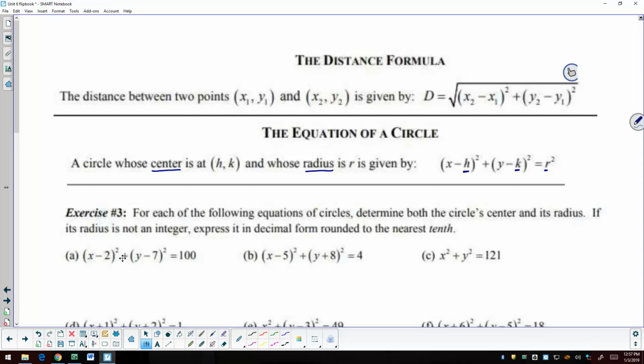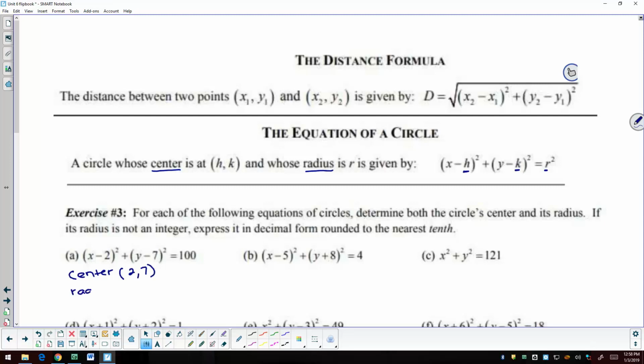So for example, in this first one, while this looks like the coordinates would be -2 and -7, it's really +2, +7 because of the way the equation is set up. It's always x minus whatever the x coordinate is. So the x coordinate is actually 2, and the y coordinate is actually +7. If you can remember the trick that the signs are opposite of what it looks like, that'll help you. So the center in A is actually at +2, +7.